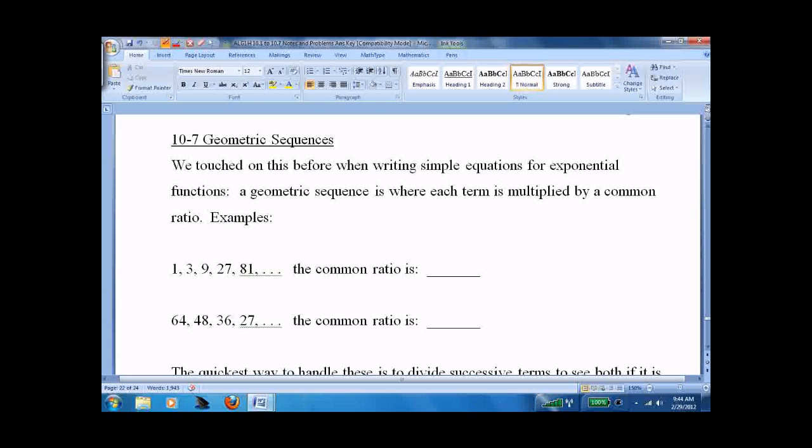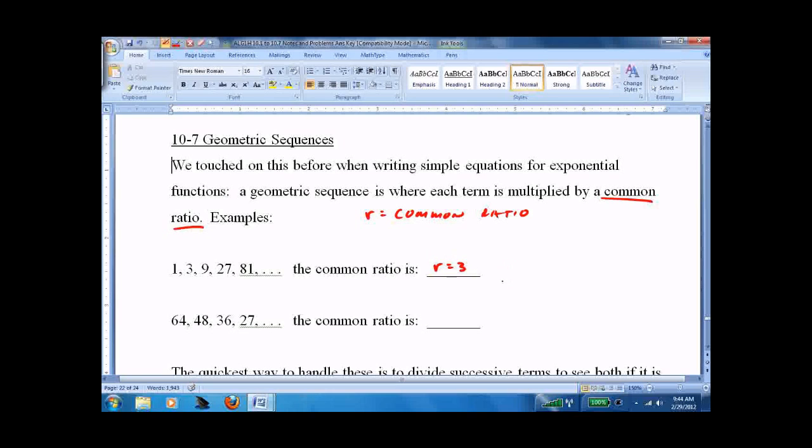A geometric sequence is one where each term is multiplied by what we call a common ratio. And we say the common ratio is R. So if we look at this first sequence, 1, 3, 9, 27, 81, the common ratio is obviously 3 because we're multiplying by 3 every time we go.